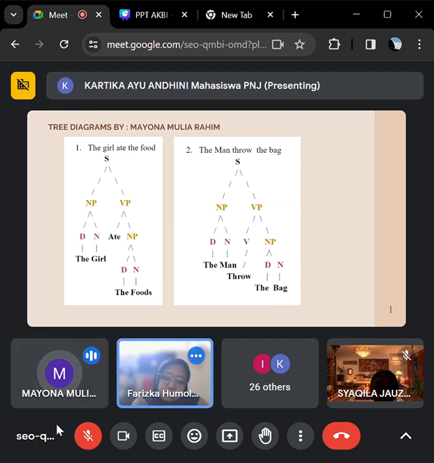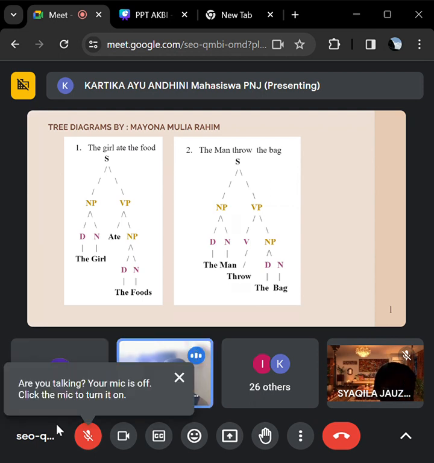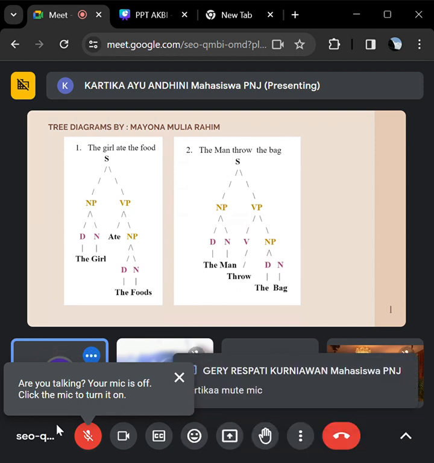Second sentence, by me as the man through the bag. They also have two phrases, namely noun phrase and noun phrase. They are the determiner and noun.